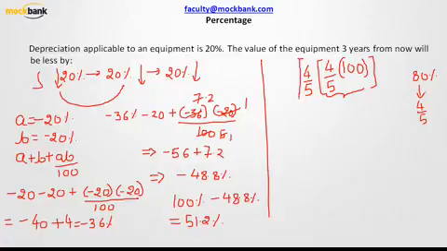Now in the third year, the value is further going down by 20%. If it is going down by 20%, what are we going to have? We are going to have 4 over 5 of this. If we solve it, you will exactly get 51.2.